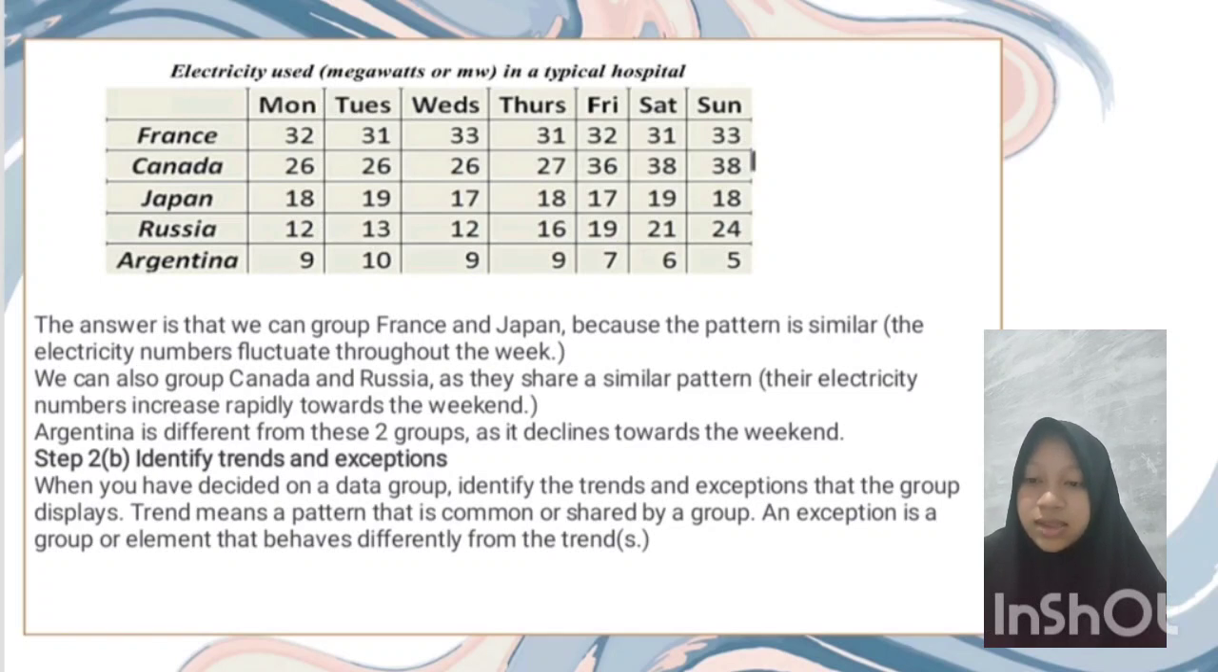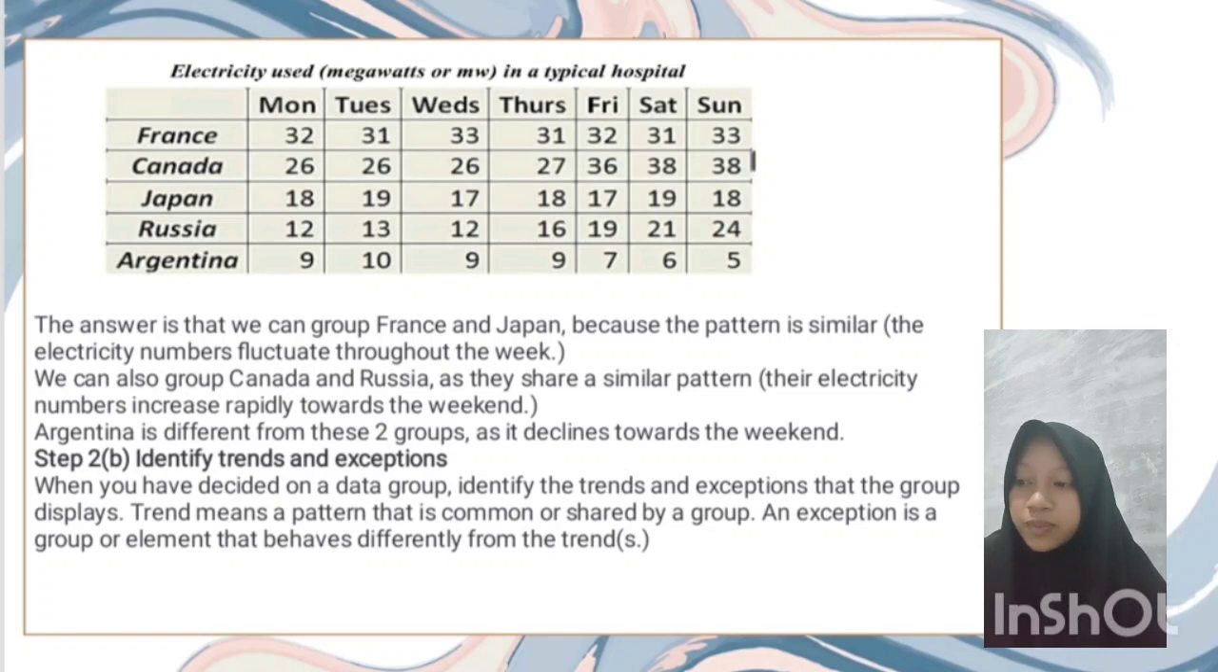The electricity numbers fluctuate throughout the week. We can also group Canada and Russia as they share a similar pattern. The electricity numbers increase rapidly toward the weekend. Argentina is different from these two groups as its line declines towards the weekend.